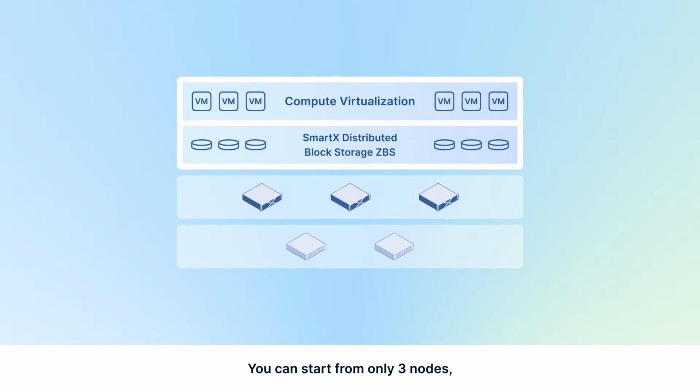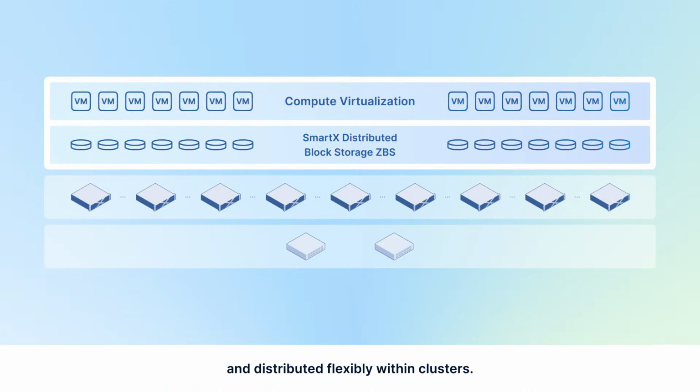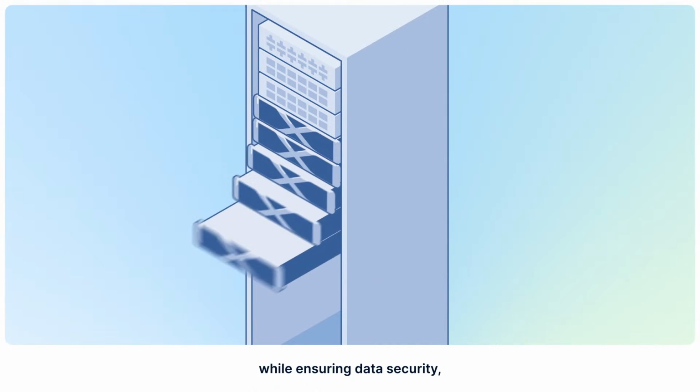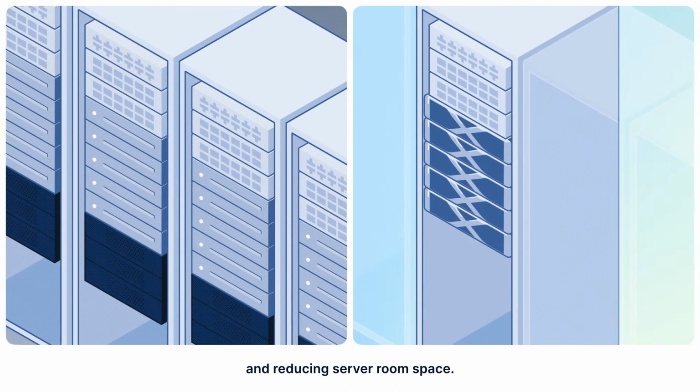You can start from only 3 nodes and easily scale out as your business grows. Storage and compute resources can be increased online and distributed flexibly within clusters. HCI supports investment on demand and quick resource allocation, just like public clouds, while ensuring data security, simplifying infrastructure, and reducing server room space. It is more suitable for you to build on-premises infrastructure.